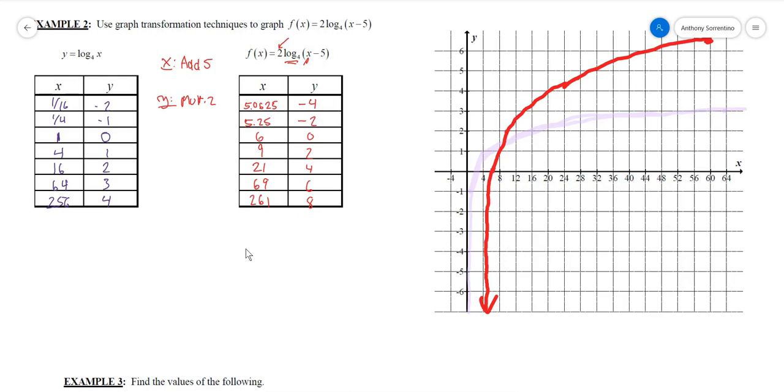those graph transformation techniques still come in handy for us, to graph an accurate version of the function. I just have to know how the original function works, and then if any additional operations I have to account for as I go through and work on that.